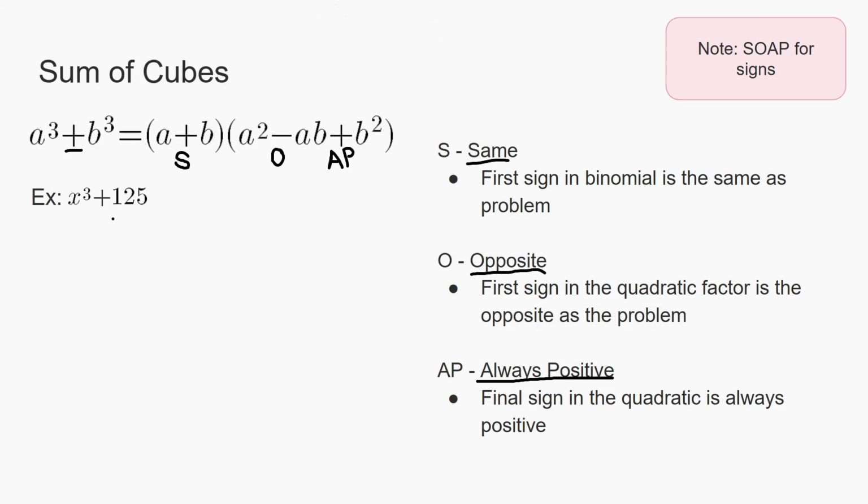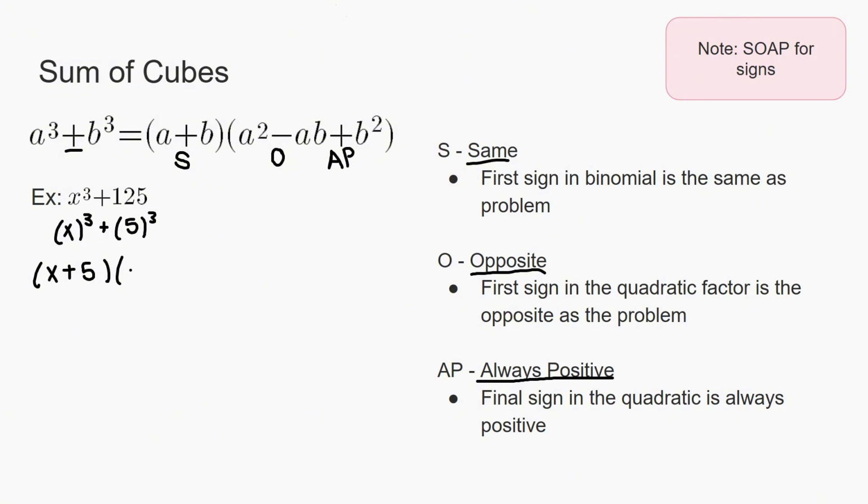Now, we can get started with our example. We have x cubed plus 125. 125 happens to be 5 cubed. So we can rewrite this as x cubed plus 5 cubed. That way, it's easier for us to factor. Now, let's get started. We have a plus b, so that's x plus 5.